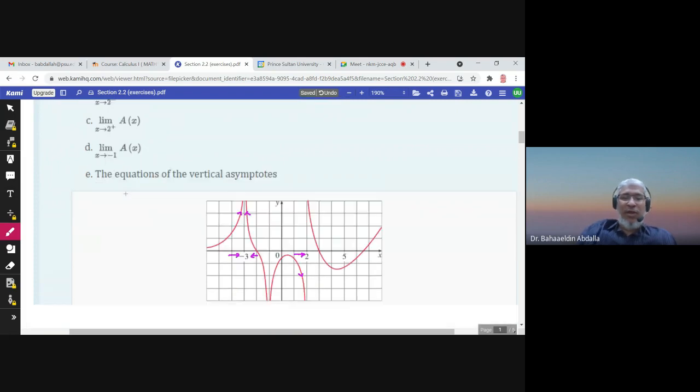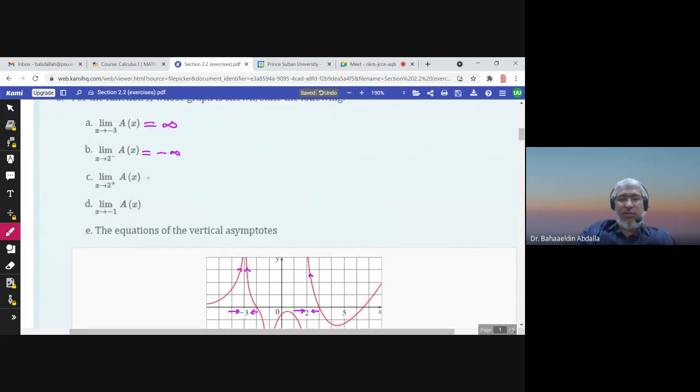Limit of a of x as x approaches 2 from the right. So let us approach 2 from the right. Where is the graph? It's here. It's going up to infinity.